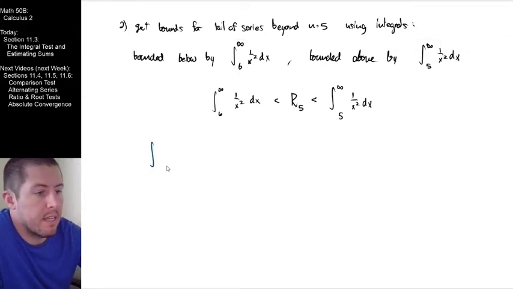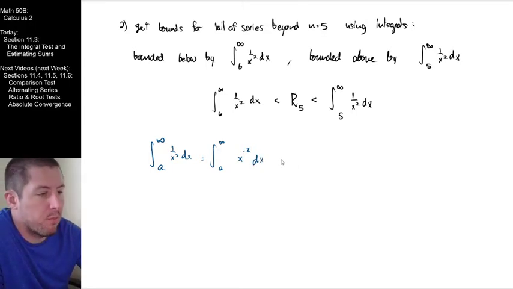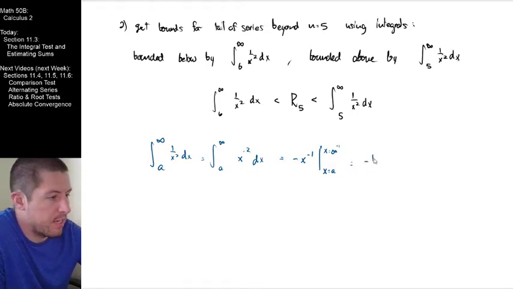So I'm going to just pick a parameter for this. I'm just going to say the integral from a to infinity of 1 over x squared dx is the integral from a to infinity of x to the negative 2. I'm going to add 1 to the power to get negative 1. So this should be negative x to the negative 1, evaluated from x equals a to x equals infinity, in quotes, because I keep forgetting to do my notation right.